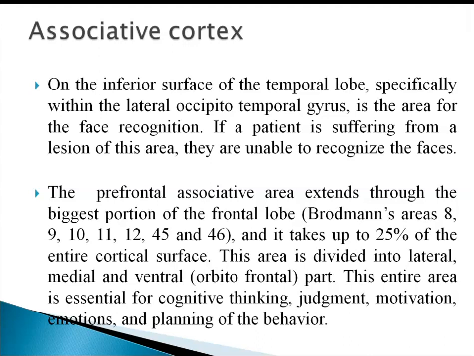The next is the prefrontal associative area, which extends through the biggest portion of the frontal lobe. That is, it covers area numbers 8, 9, 10, 11, 12 and also 45 and 46. It occupies approximately 25% of the entire cerebral cortical area. It has been divided into lateral, medial and ventral parts, and the entire area is responsible for cognitive thinking, judgment, motivation, emotions and the planning of behavior.